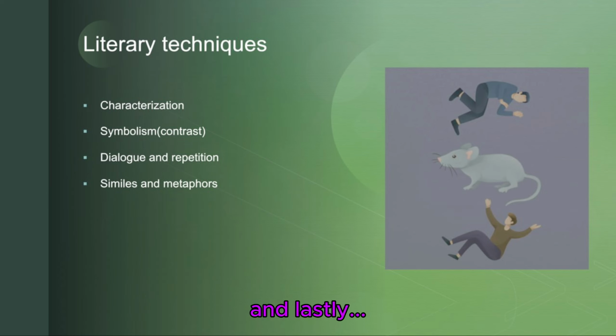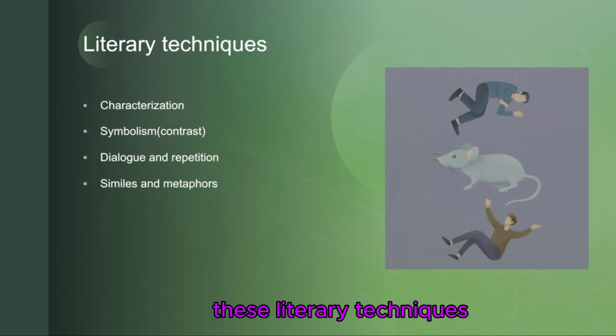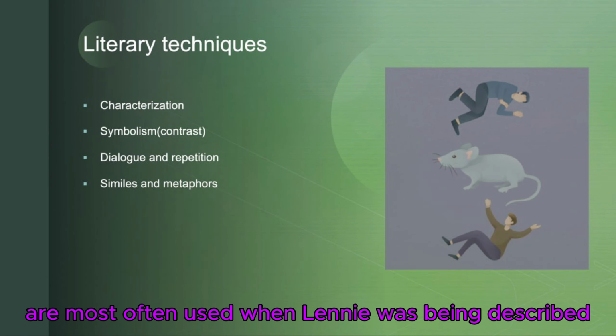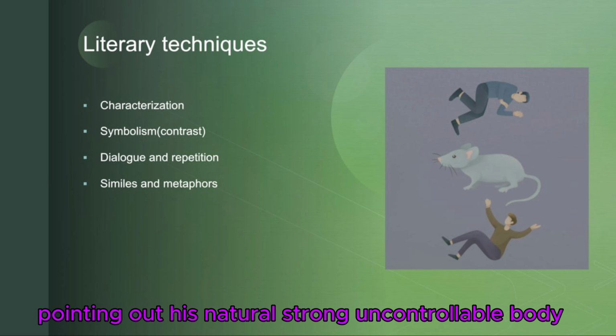He always repeats things, for example, tending the rabbits, while George repeats his part of the conversation in his parental style. And lastly, there's even more. Steinbeck uses similes and metaphors. These literary techniques are most often used when Lennie is being described with his bear paws or as strong as a bull, pointing at his natural, strong, uncontrollable body.